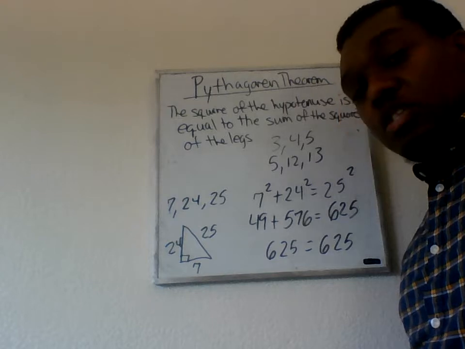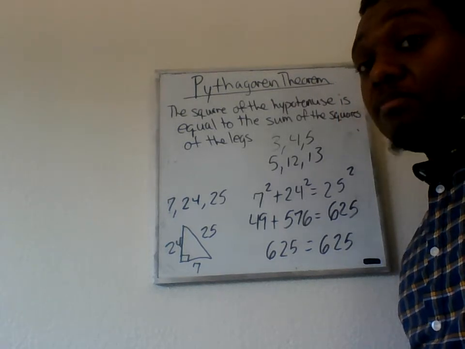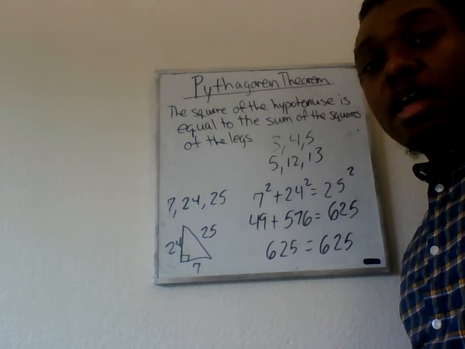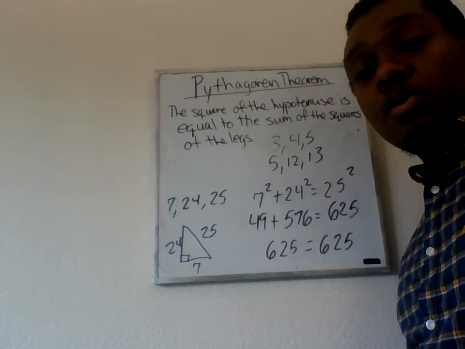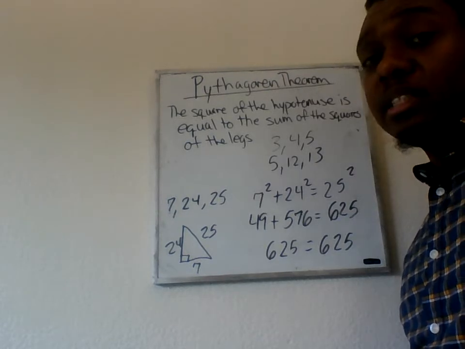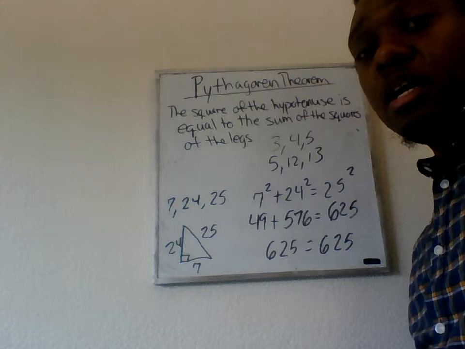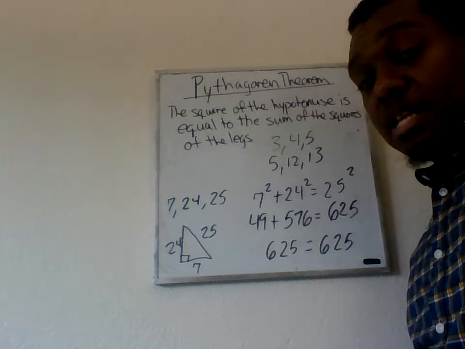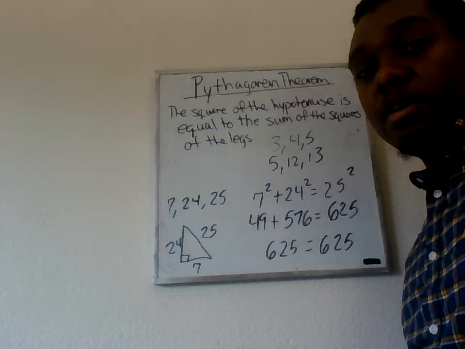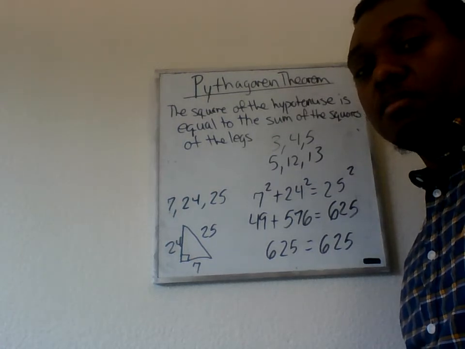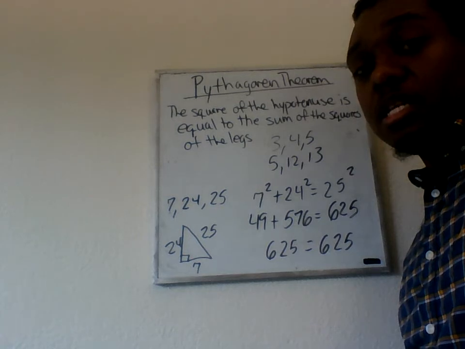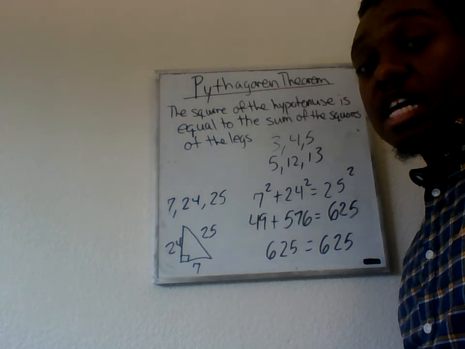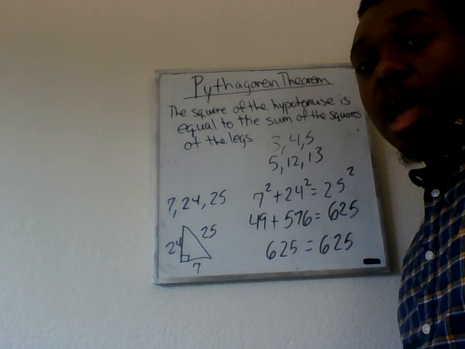If in some case when you take the square root, you don't get a whole number, guess what? That's fine. That happens. You would most likely be asked to estimate or round it to a certain point based on significant figures or just based off a certain numerical place value. So that's the Pythagorean theorem. The square of the hypotenuse is equal to the sum of the square of the legs, or the sum of the square of the legs is equal to the square of the hypotenuse. That's the Pythagorean theorem. I will see you soon.